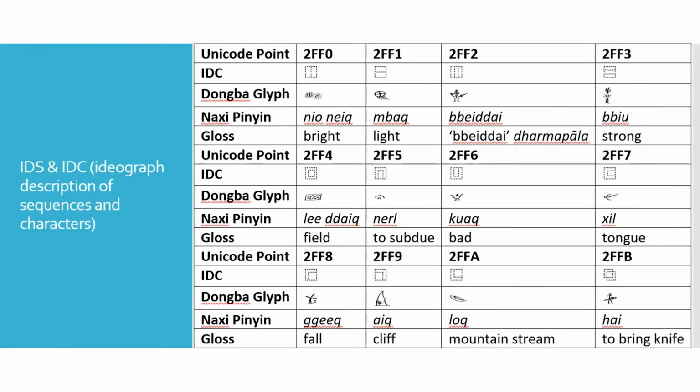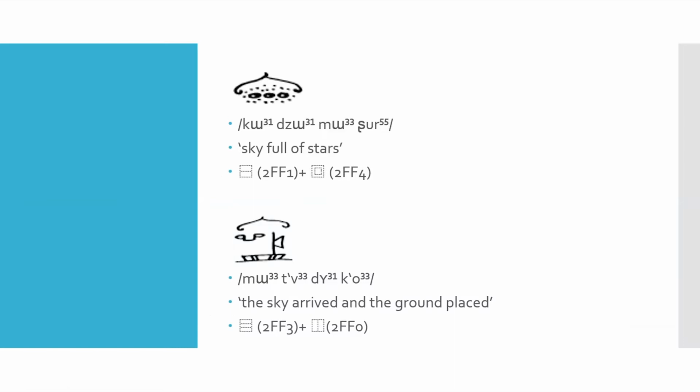among these 16 slots. For example, in this pictograph, the sky full of stars, first you can find the upper part of it is sky, and the lower part is the stars surrounded by the dots, which means full. So they are the combination. It is the combination of 2FF1 and 2FF4.